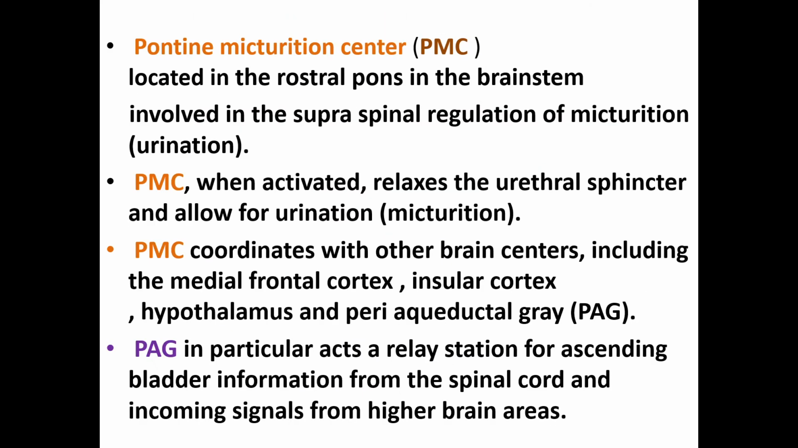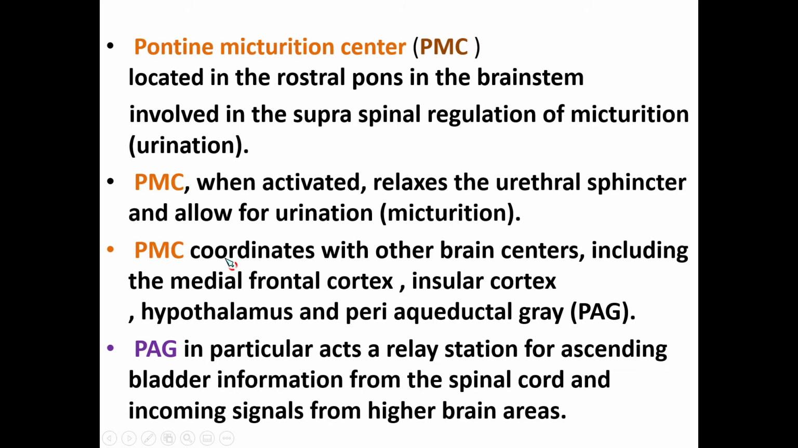Then a few words about the pontine micturition center. I have told you the name, and its location is under its name. Pontine means its location is in the pons, and it causes micturition, causing emptying of the bladder. It is located in the rostral pons in the brainstem, involved in the supraspinal regulation of micturition, that is urination. When the pontine micturition center is activated, what it will do, it will relax the urethral sphincters and allow for urination, or you can say micturition.